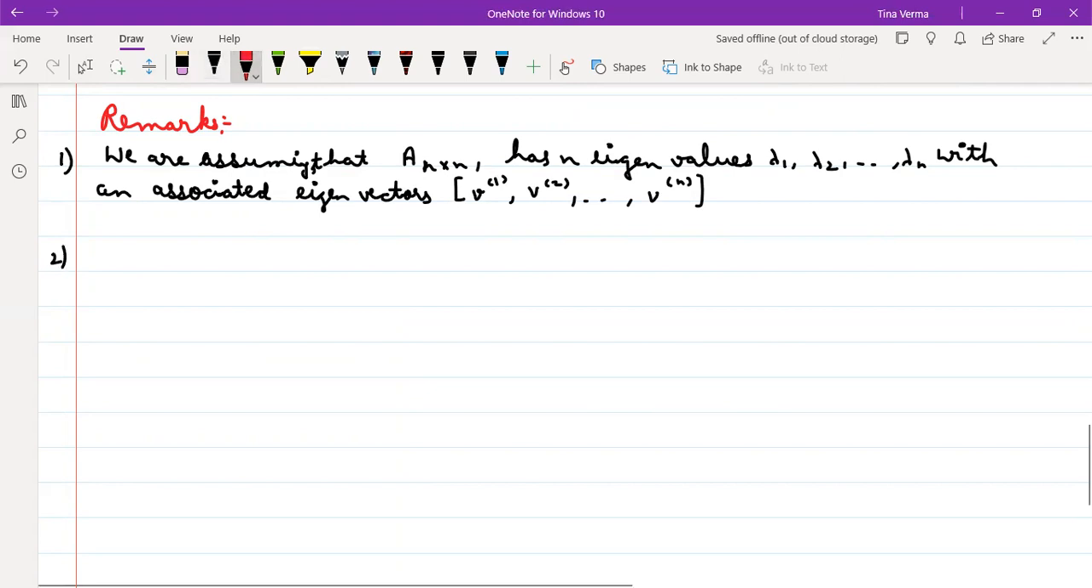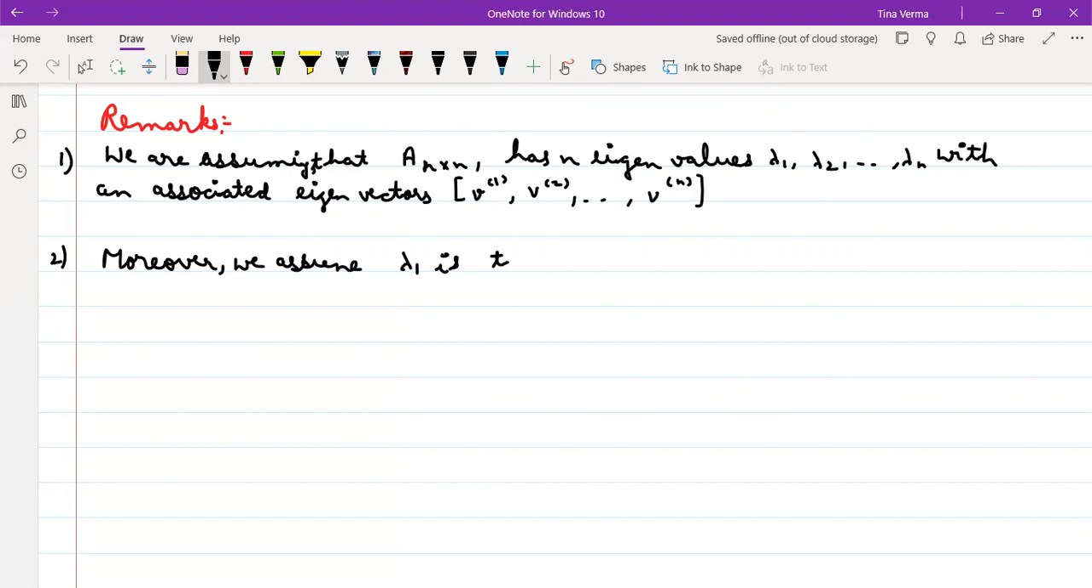Moreover, as the name indicates, in the power method we actually calculate the powers of A. So here we assume that lambda 1 is the largest eigenvalue in magnitude. That's why this process follows.